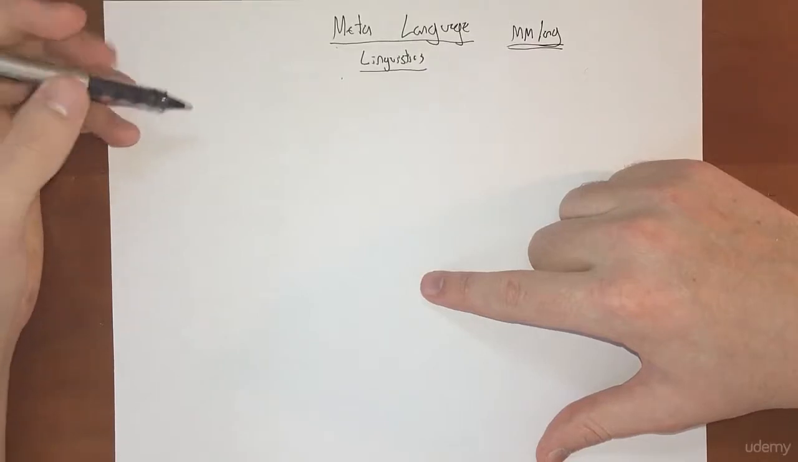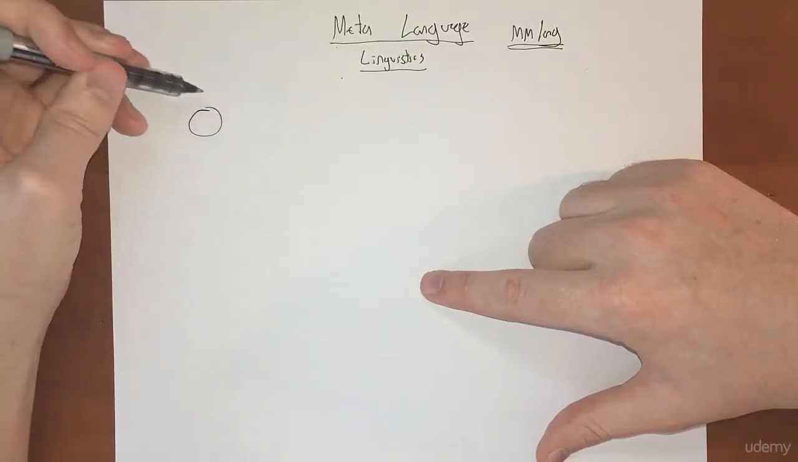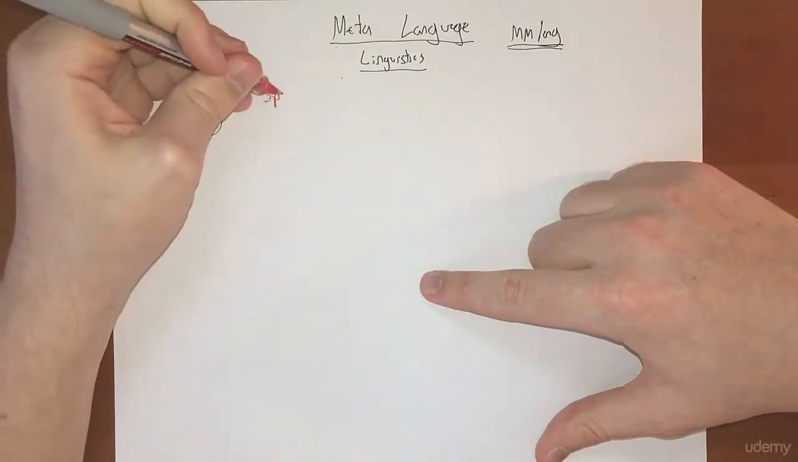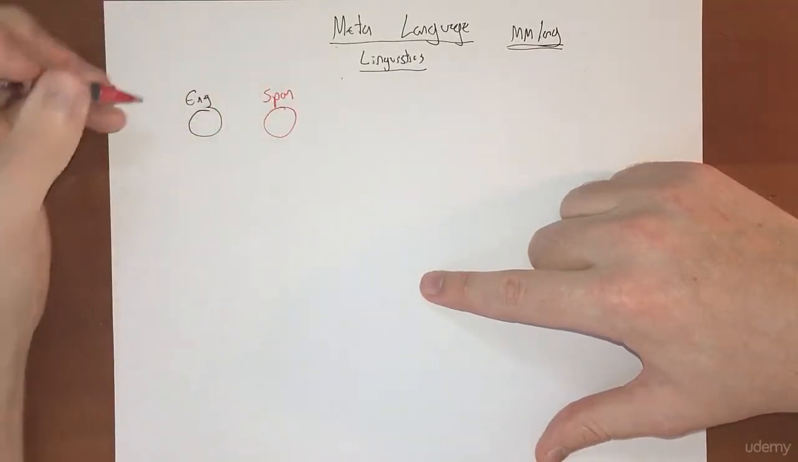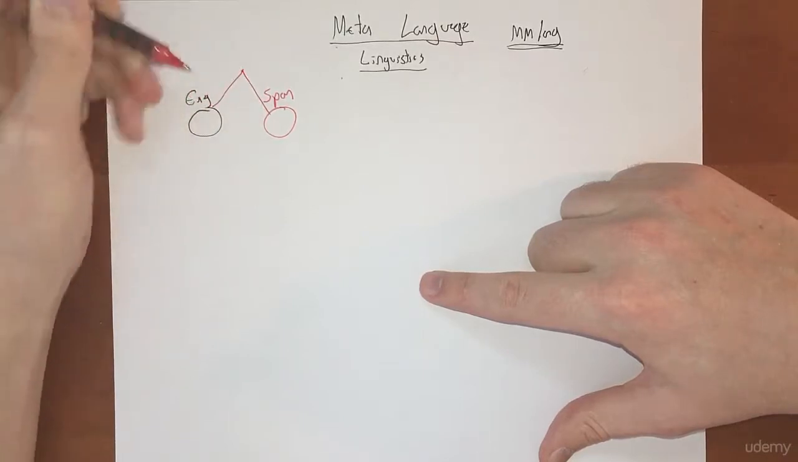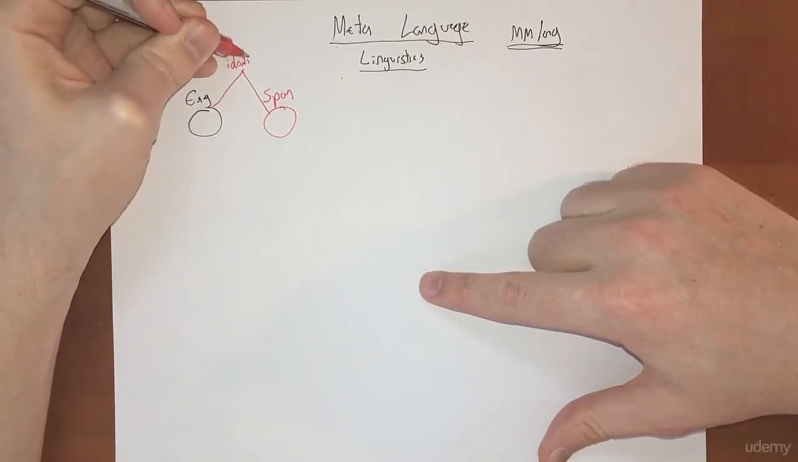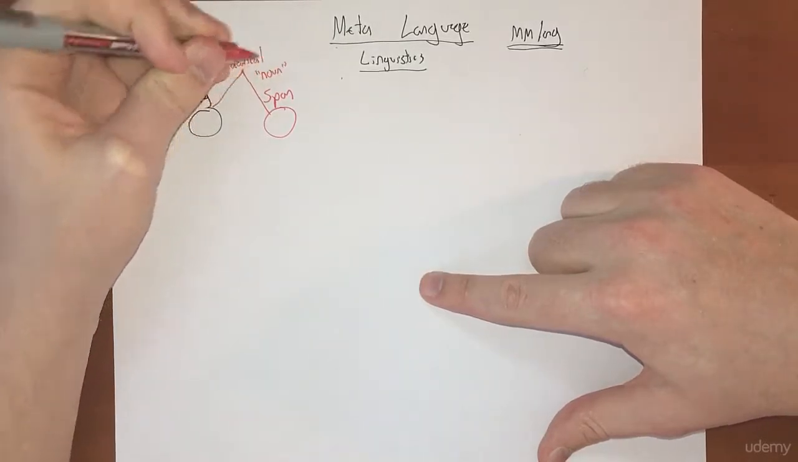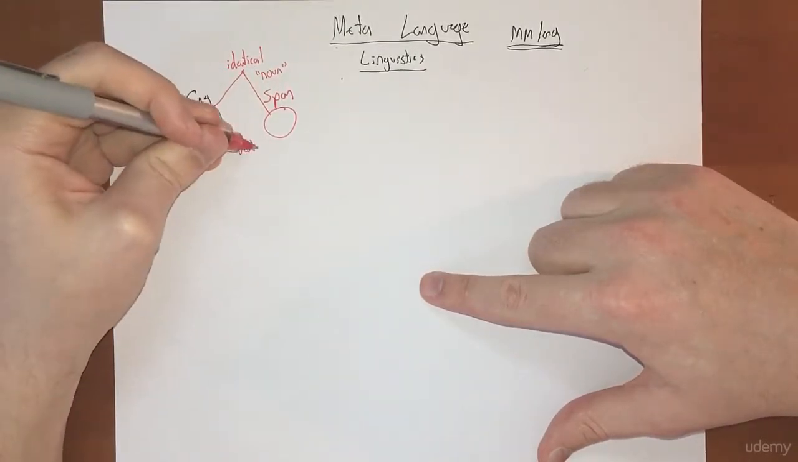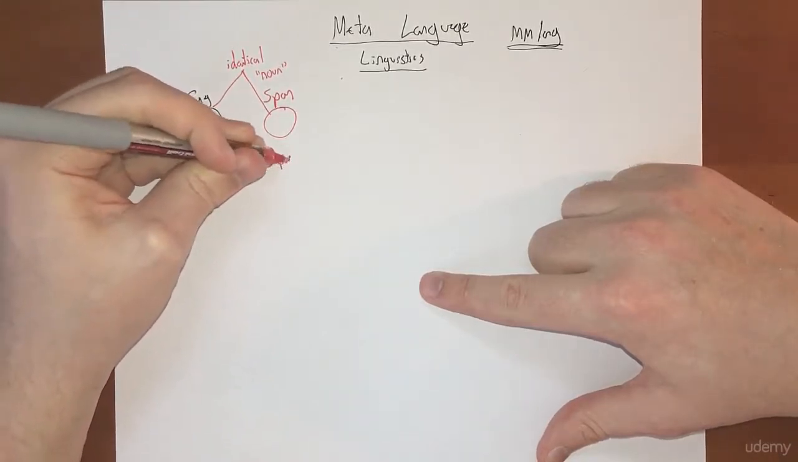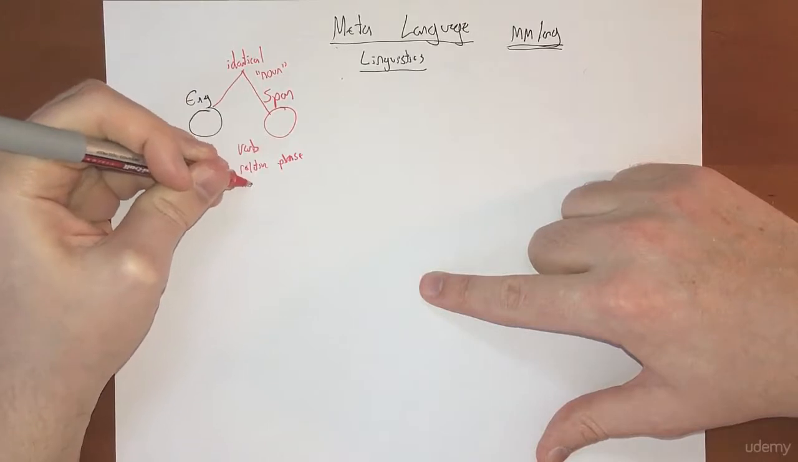So we have language 1, we have language 2, Spanish. There's two different things, but functionally they're identical. It's a noun. It's a verb. It's a relative phrase. It's a nominalization.